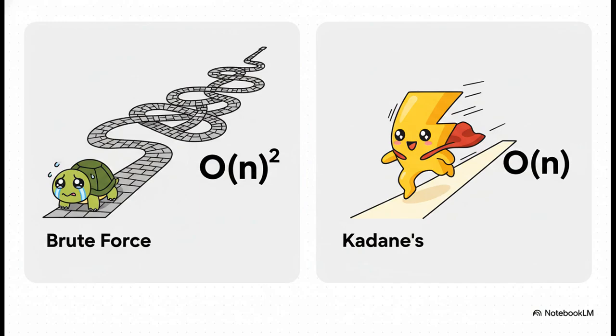And this slide really just lays it all out. The brute force way has a time complexity of O(n squared), which is a fancy way of saying that as your list of numbers gets longer, the time it takes to find the answer explodes. It gets exponentially slower. But then you look at Kadane's. It's O(n). That means it just takes one single, clean pass through the data. It's the difference between crawling and flying.